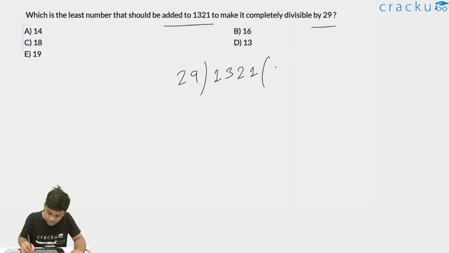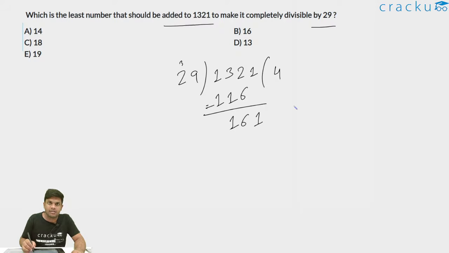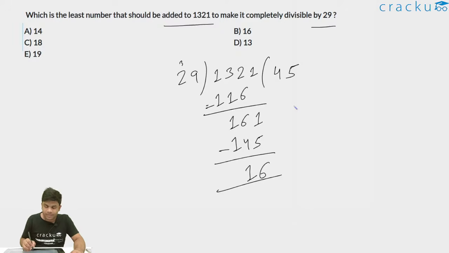So first we will take 4 because 29 into 5 will be 145, which will be bigger than 132. So 29 into 4 will be 9 fours are 36 and 4 twos are 8, plus 3 is 11. So 116. You will subtract it, you will get 16 and 1 will carry over. So 161. Next will be 5. So you will get 145. Again you will subtract it, you will get 16. So it means that by dividing 3121 by 29, we are getting a remainder of 16.